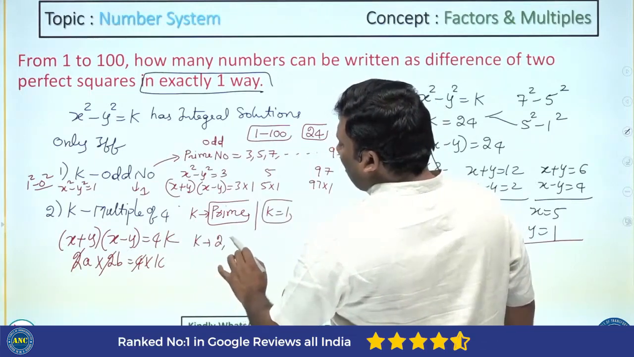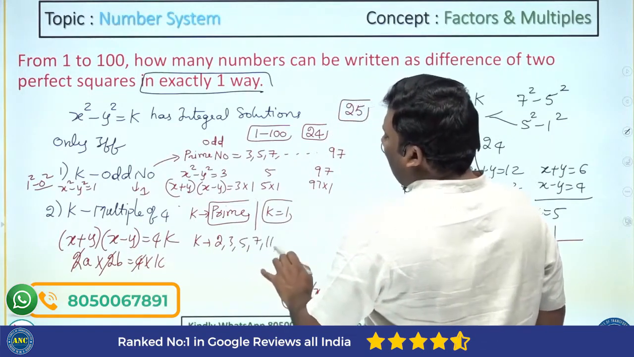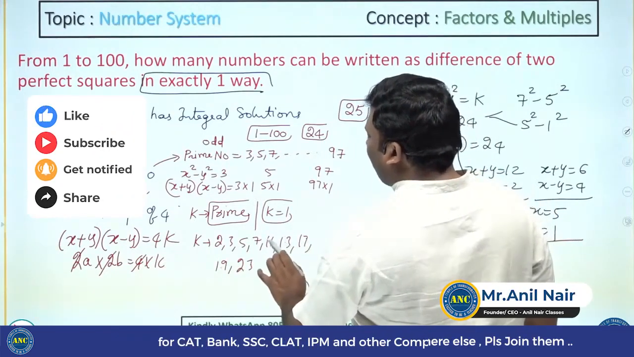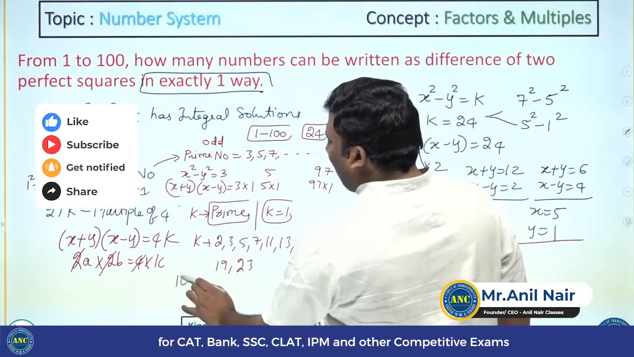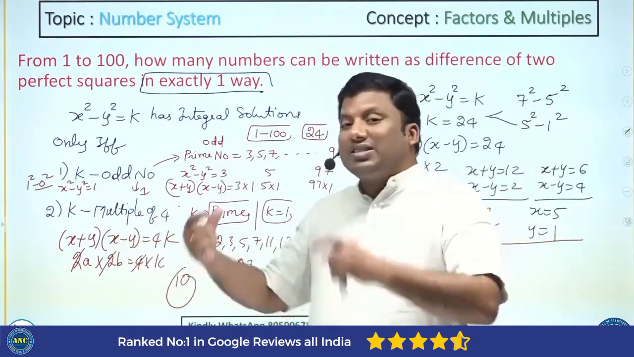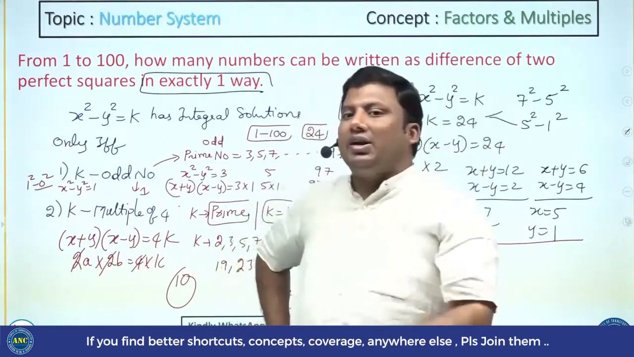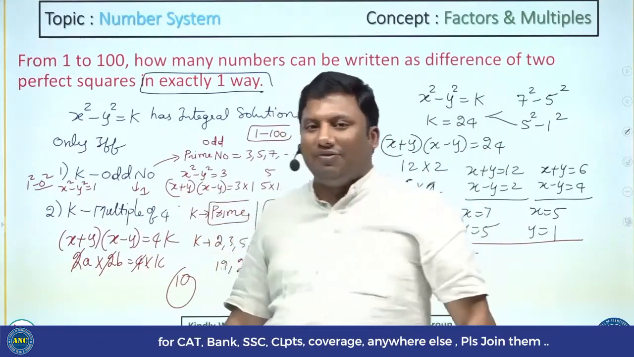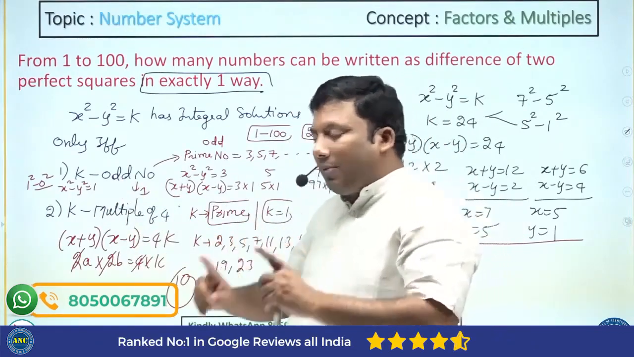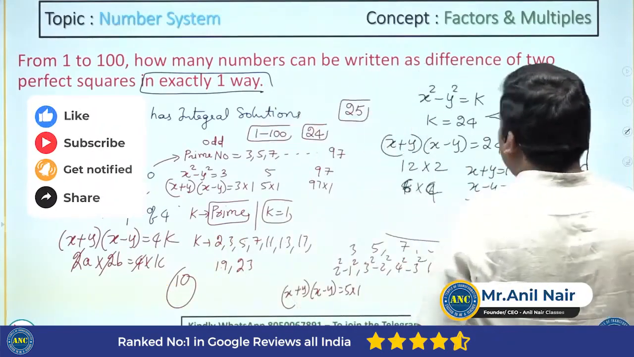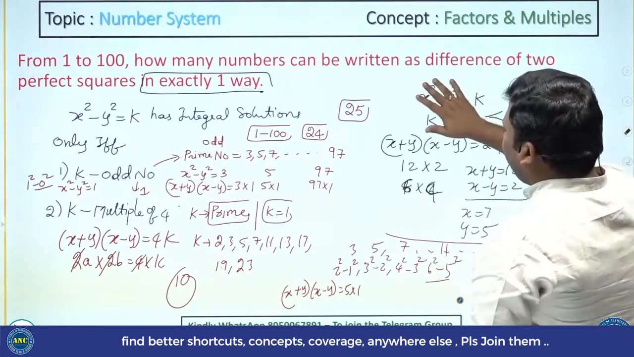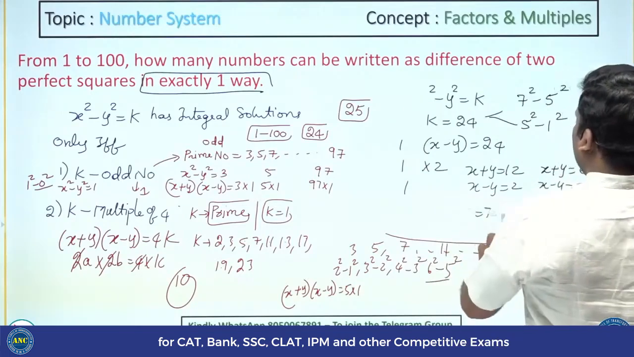K can take 2, 3, 5, 7, 11, 13, 17, 19, 23. 1, 2, 3, 4, 5, 6, 7, 8, 9, 10. 10 values. I hope you are able to understand that it is 4 into something. If that something is a prime number, I can only write it in one way, that is 1 into itself. K should be a prime number. I hope this idea is clear.